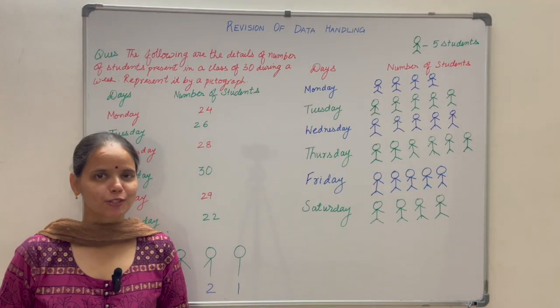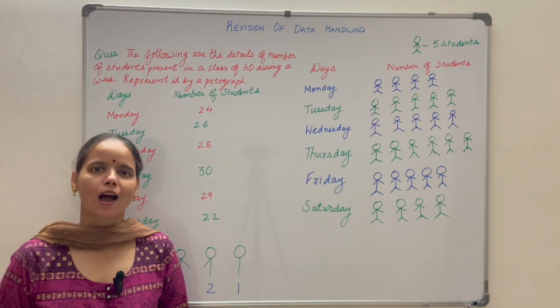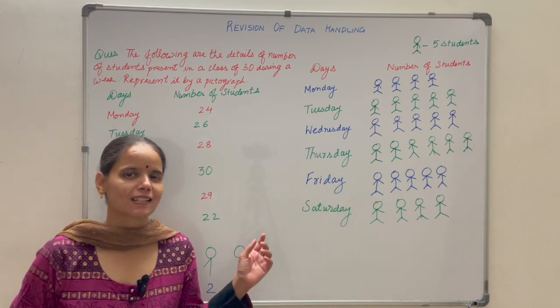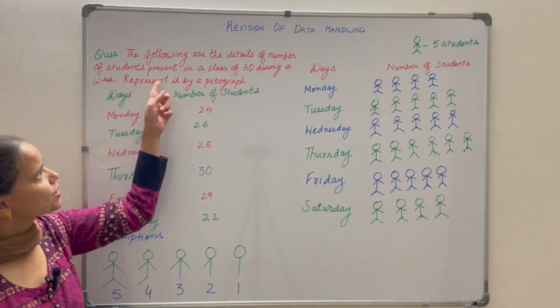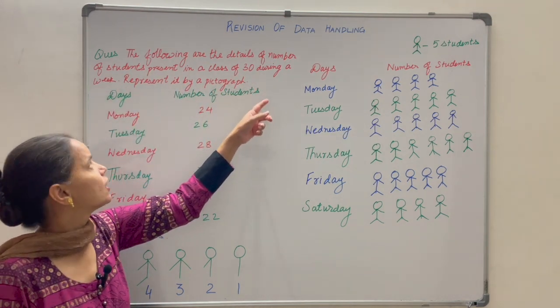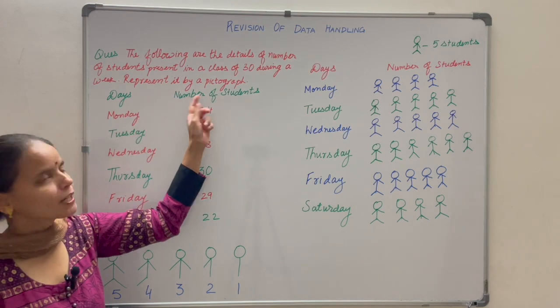Sometimes while drawing a pictograph, you need to make some assumptions. How are you going to make those assumptions? Let us understand with the help of this question. The following are the details of number of students present in a class of 30 during a week, represented by a pictograph.